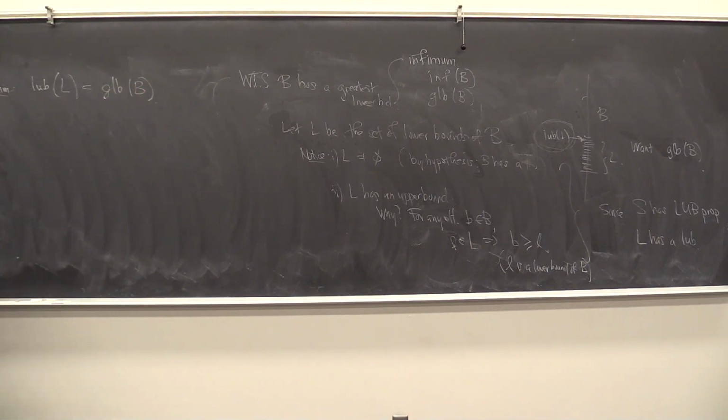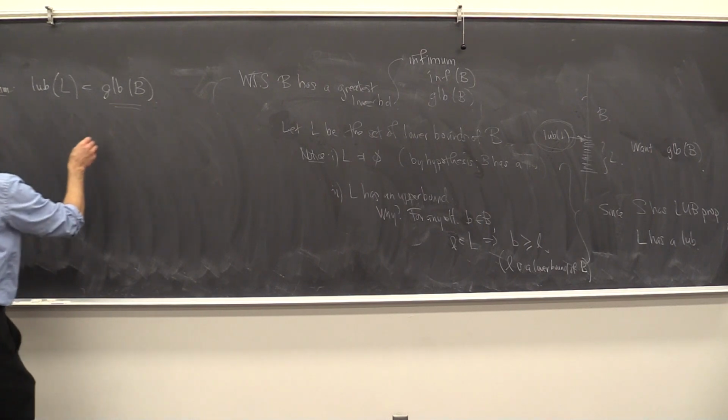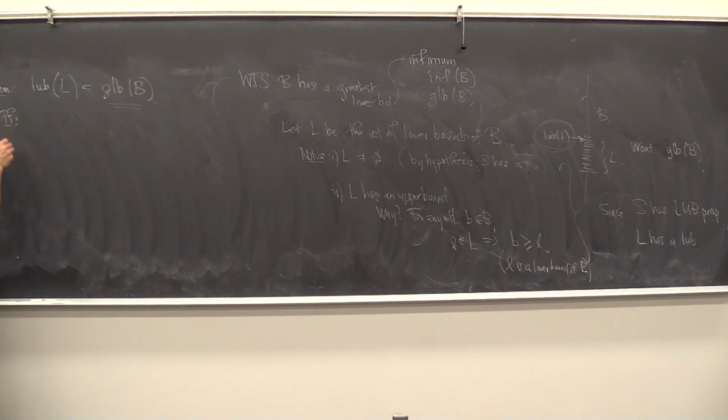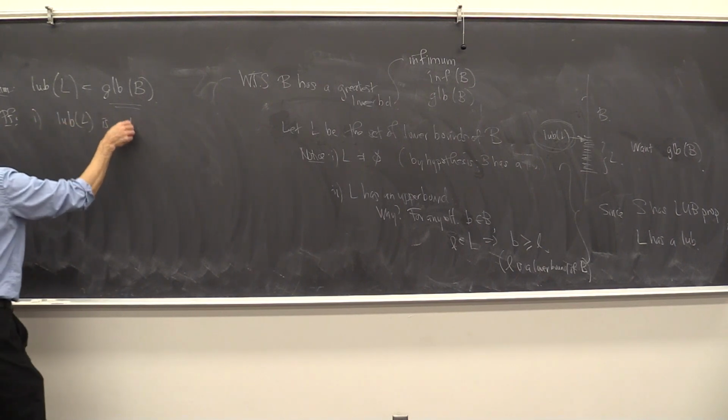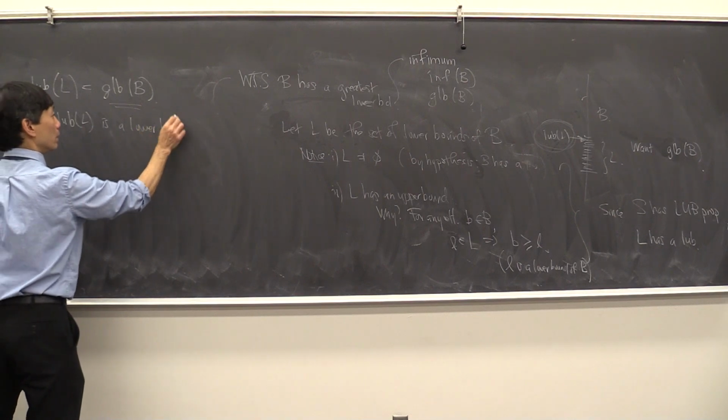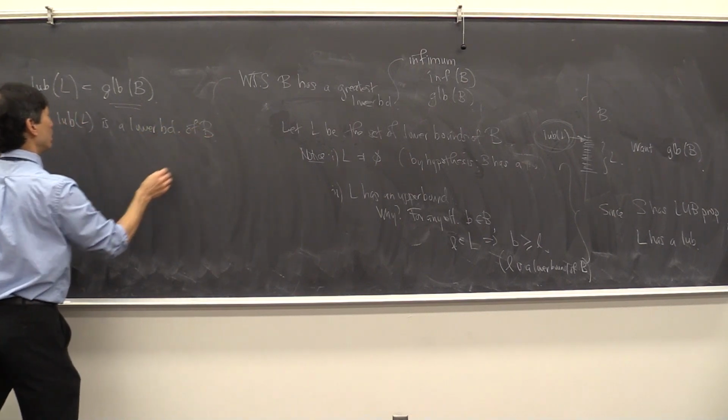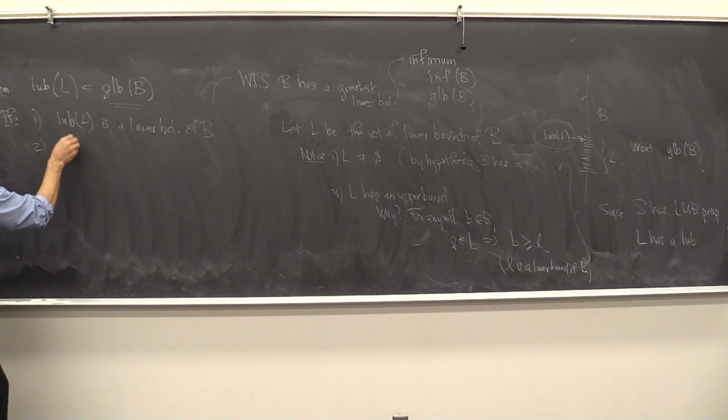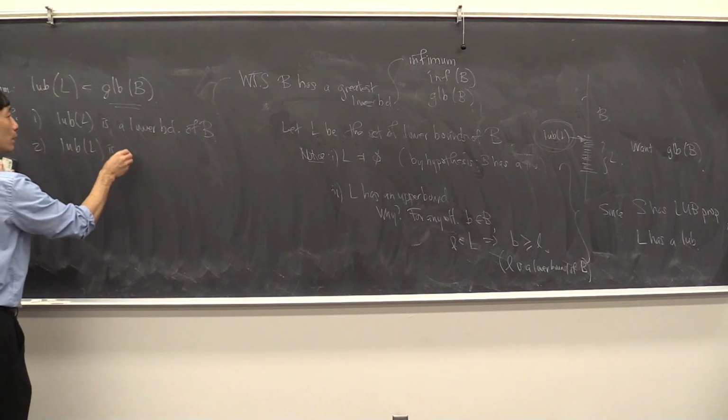Okay, right. So we need to show 2 things. One, that the least upper bound of L is a lower bound of B, right? And 2, that the least upper bound of L is the greatest lower bound.